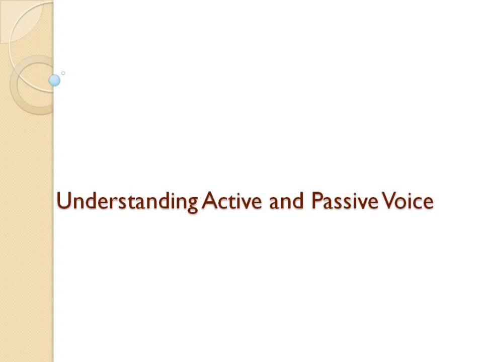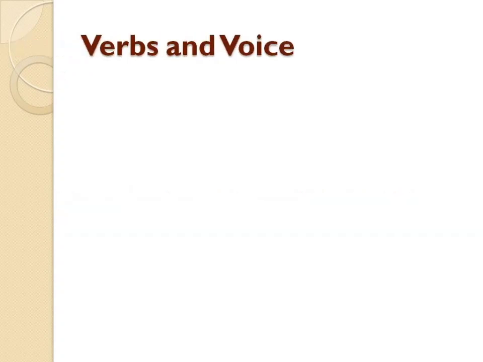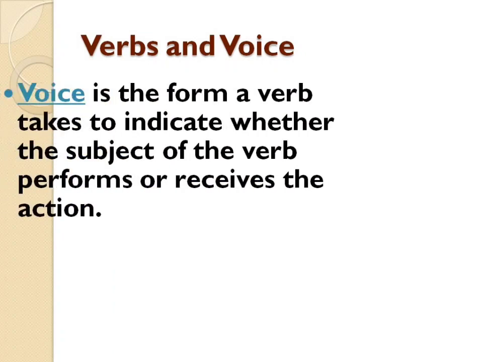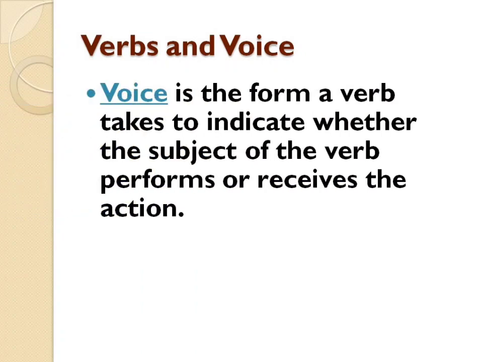Understanding active and passive voice, verbs and voice. Voice is the form a verb takes to indicate whether the subject of the verb performs or receives the action. Okay, when we have an action, we usually have a doer and a receiver. The doer is the one who does the action, and the receiver is the one who receives the action.